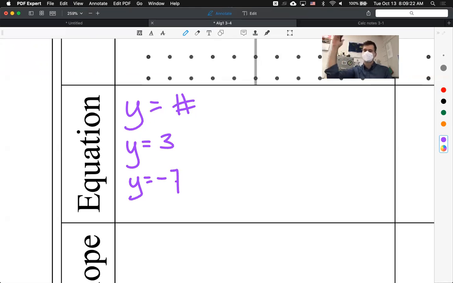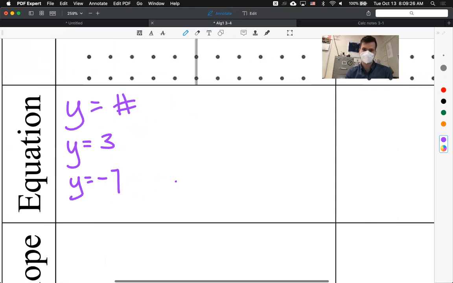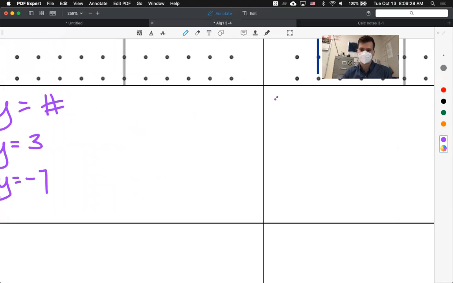However, a vertical line that goes straight up and down is going to be an x. X is equal to some number. So I can say x is equal to 2. X is equal to 0. X is equal to -1.